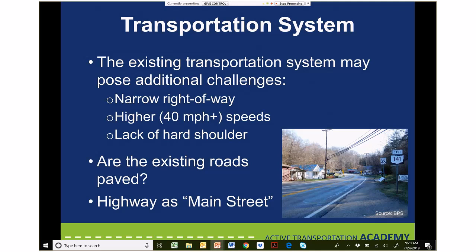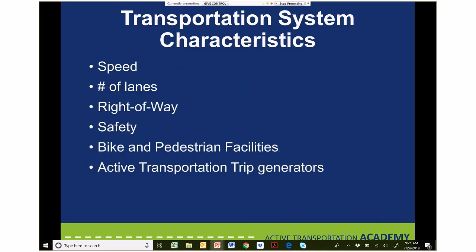We take a look at conditions of the roads. Are they paved? Are they maintained? And then again, talking about the specific situation in rural communities of a highway that has high posted speeds serving as a main street where there's a lot of activity and people wanting to move about, but is there a safe way to do it? There's the 40-mile-per-hour speed limit sign in this little residential area.